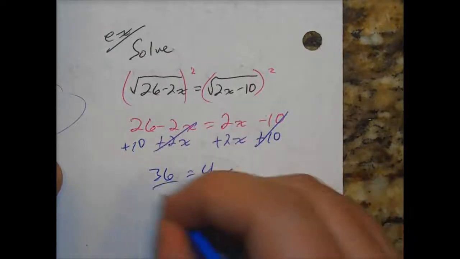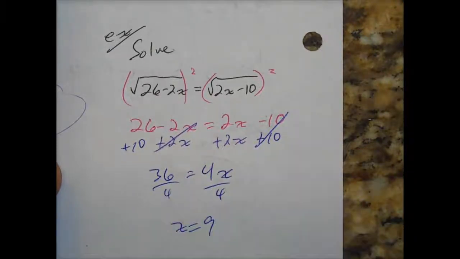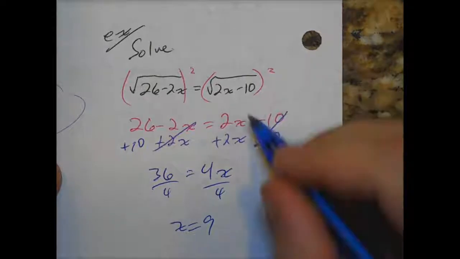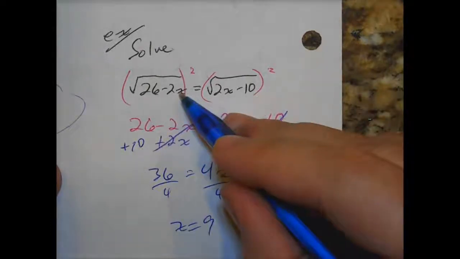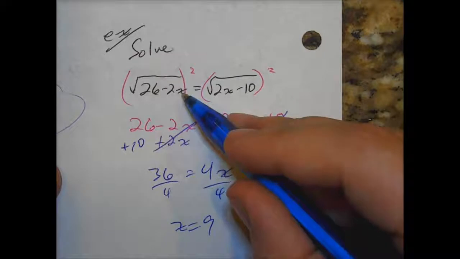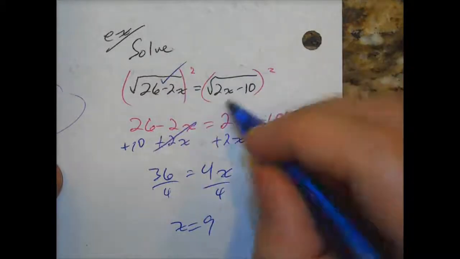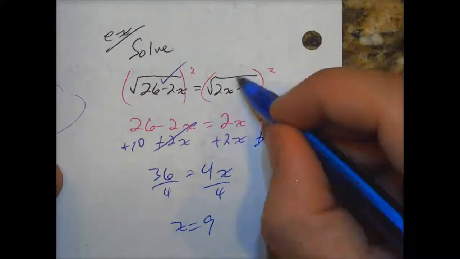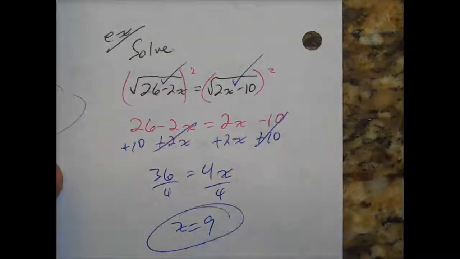Divide both sides by 4. x equals 9. Check your answer. Please, please, please check your answer. 26 minus 2 times 9 would be 26 minus 18, so that's positive, so I'm cool on that side. 2 times 9 is 18 minus 10 is positive, so I'm cool on that side. So x equals 9.